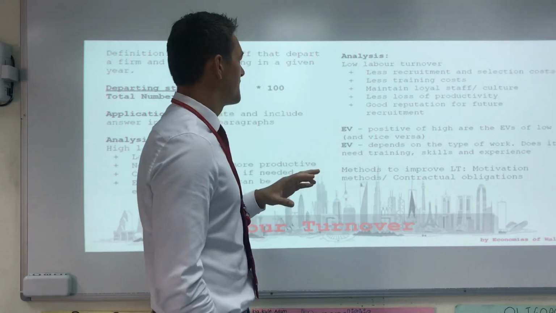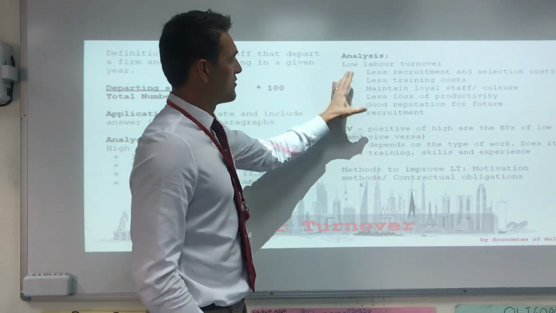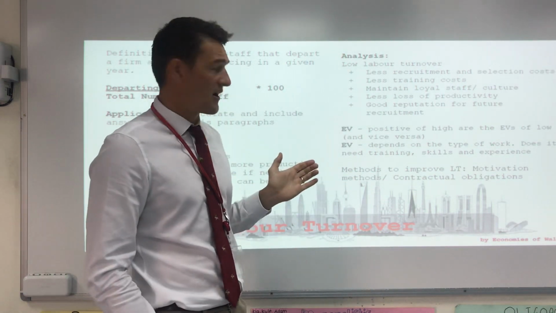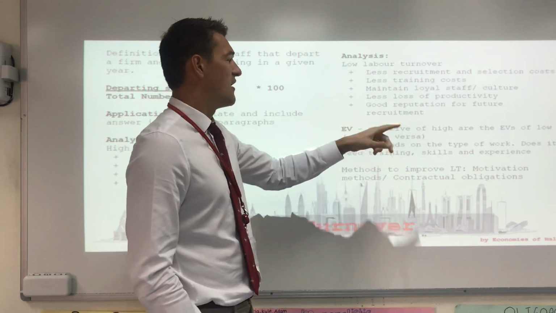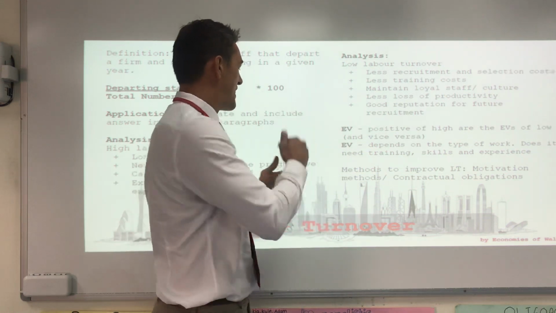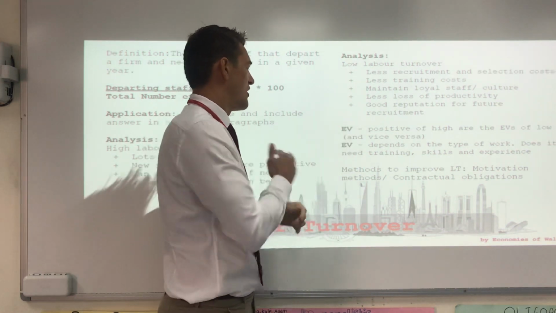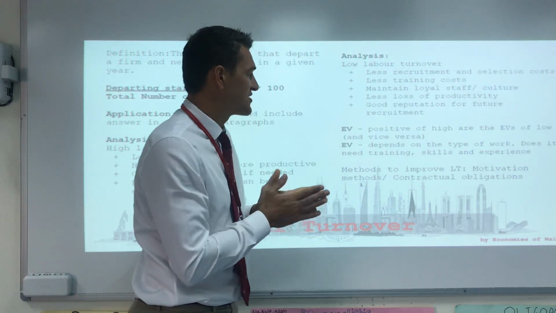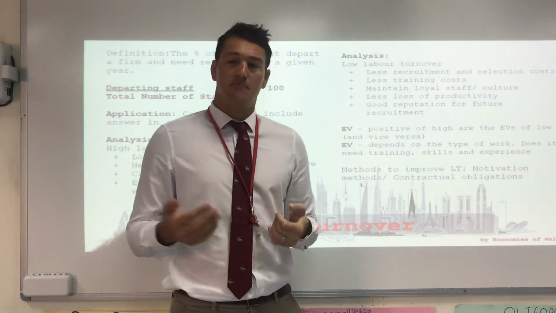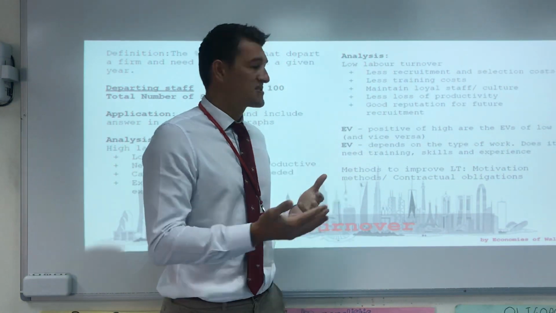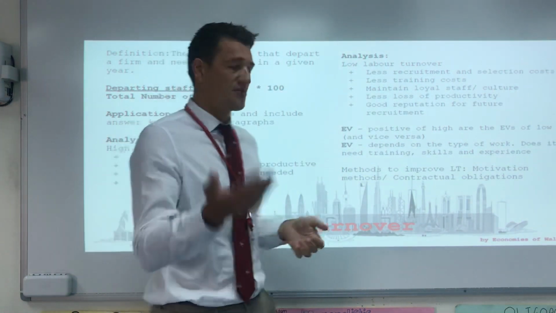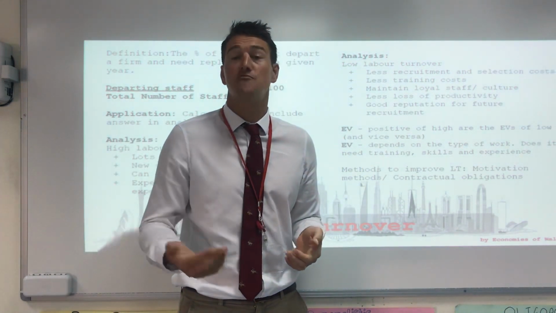Okay, so when you come to evaluate this, if you've got a result of low labour turnover, you can evaluate it by saying they don't achieve the advantages of high labour turnover. So the positives of high are the evaluation points of low, and vice versa. You're just comparing and contrasting what benefits they're not getting as a result of being low or high. Second evaluation point: it depends on the type of work. Does it need training, skills, experience? Often jobs which are basic skills, there is no concern with having a high labour turnover. There's no problem because you're teaching them the job in a matter of minutes sometimes.